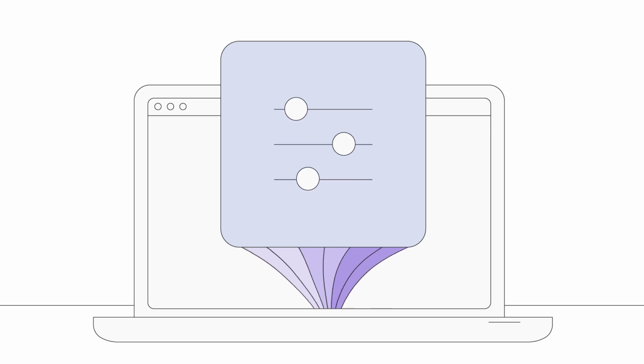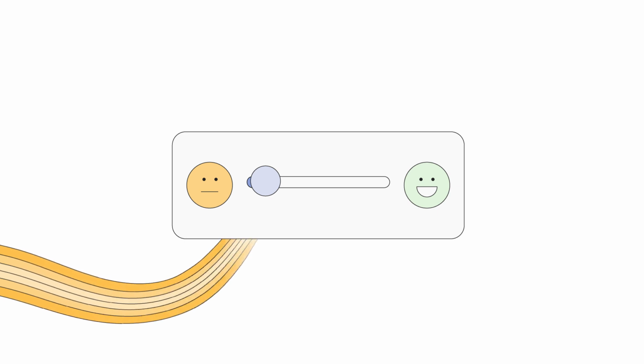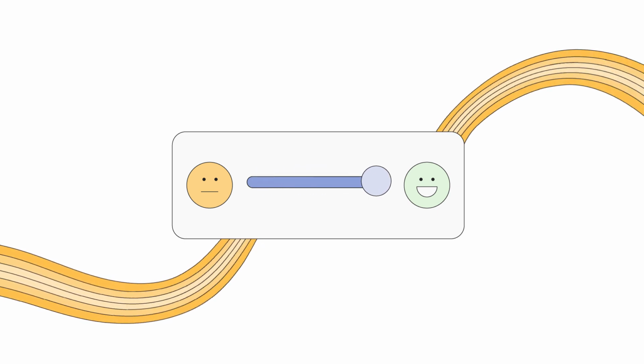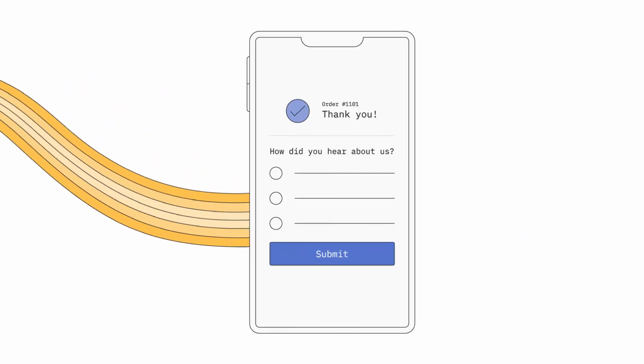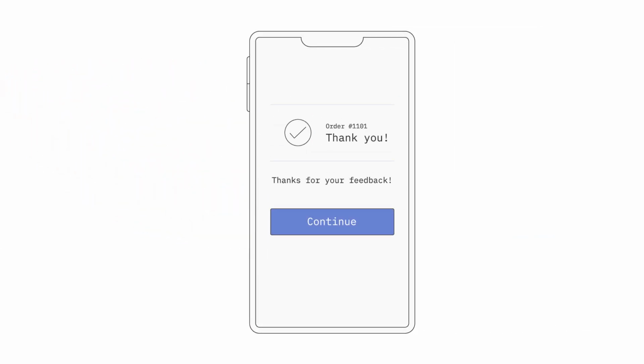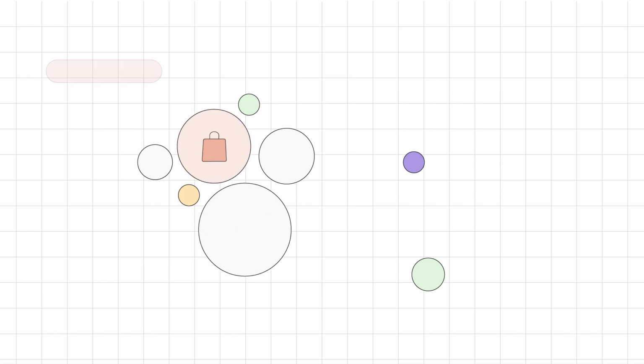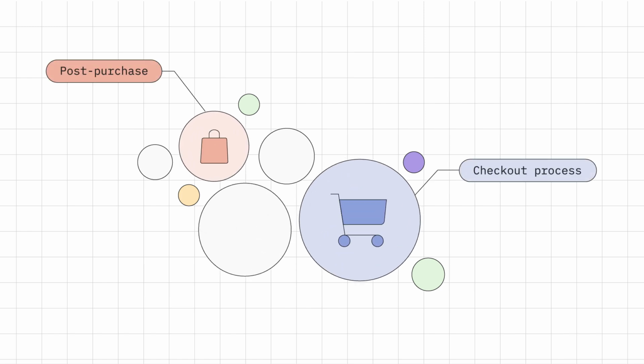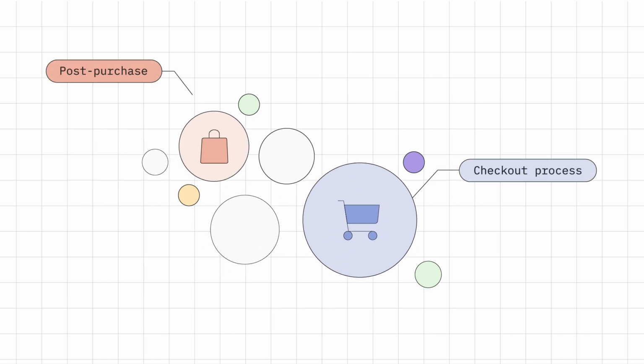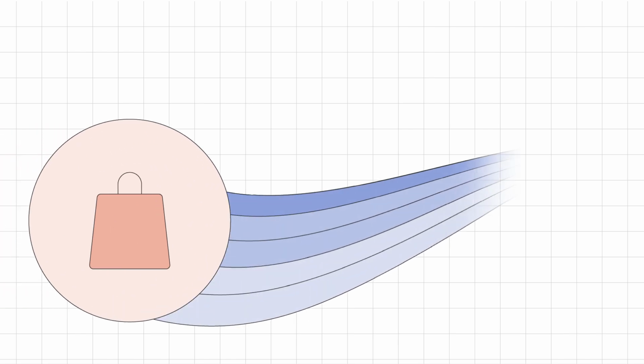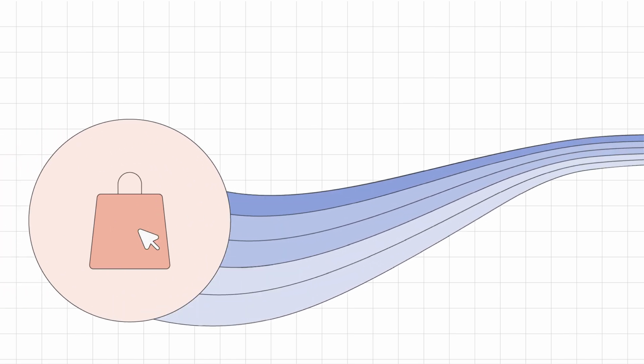Another useful checkout extension is a post-purchase survey, which could be placed on the thank you page after order completion. It might include a short satisfaction survey or ask customers how they heard about the store. By placing this extension on the thank you page, you're separating post-purchase interactions from the critical checkout process. This ensures that the checkout remains streamlined while still allowing for additional customer engagement after the sale.